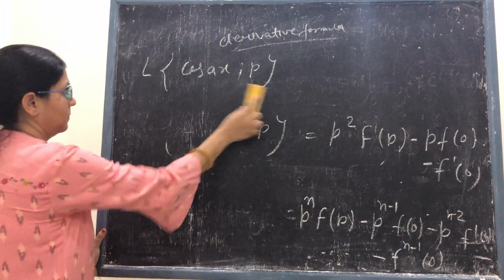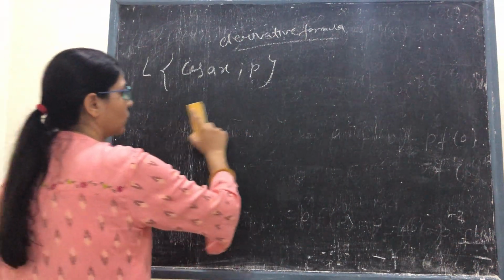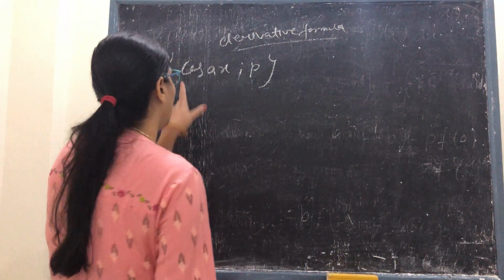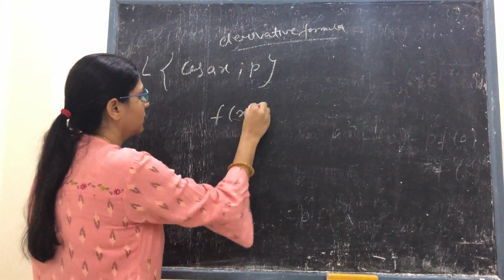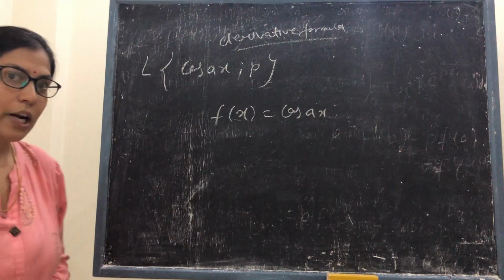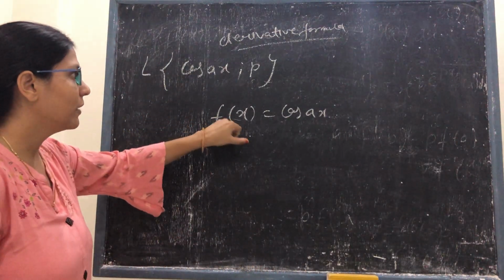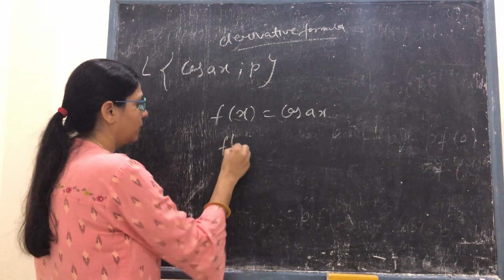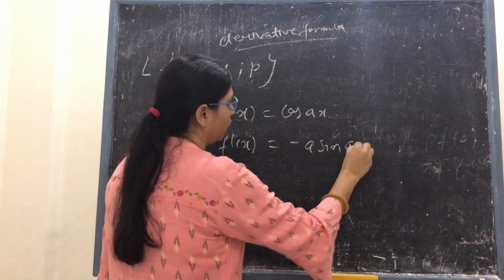नाउ वी जस्ट कम टू आवर एग्जांपल. नाउ वी हैव टू फाइंड द Laplace transformation of the function cos ax using derivative formula. तो how can you apply a derivative formula? देखो, what is our function f of x? If we are to say that we have to use the derivative formula, then there must be the derivative. Here the function must be derivative. If you find the first derivative f dash x, so what is this? Minus of a sin of ax.